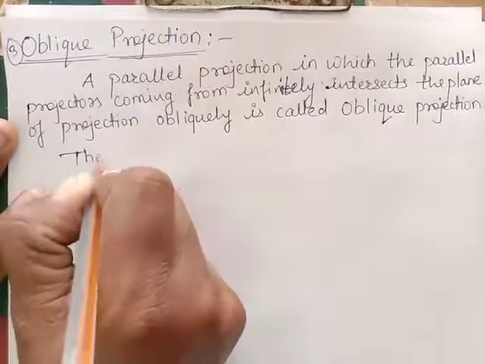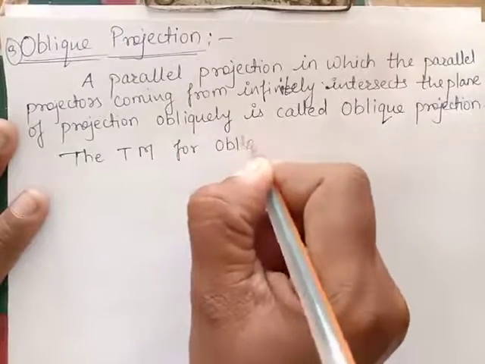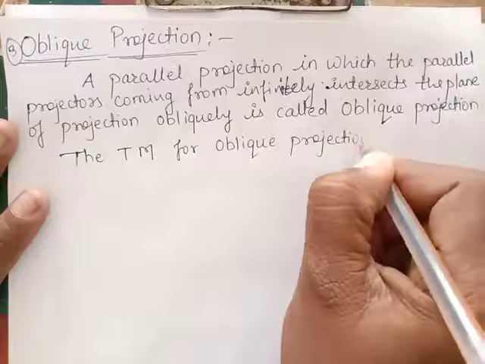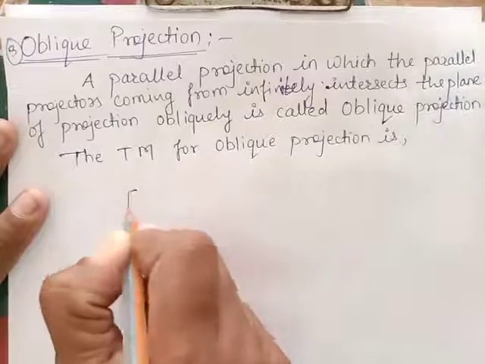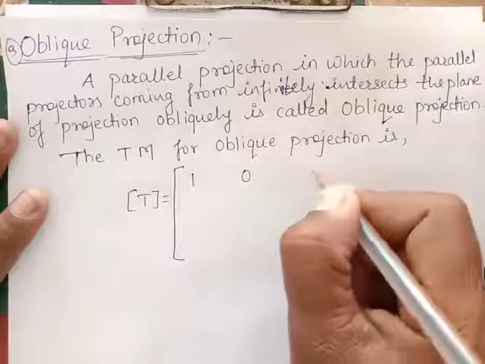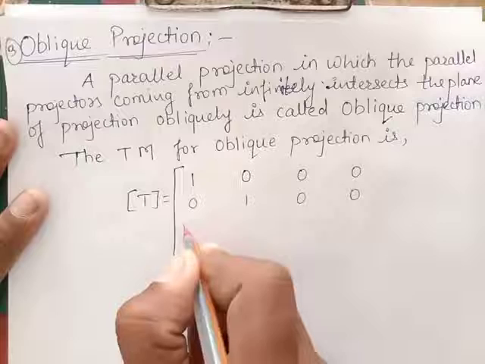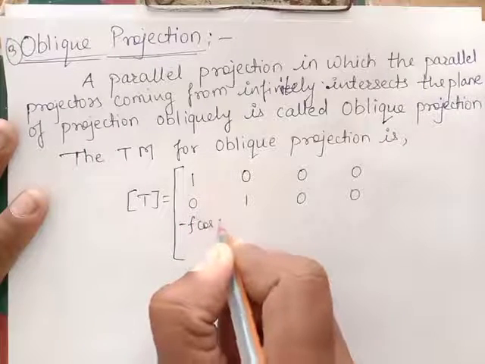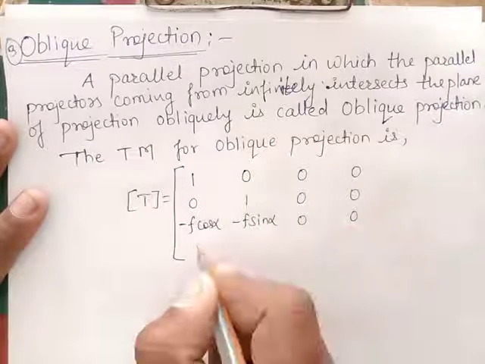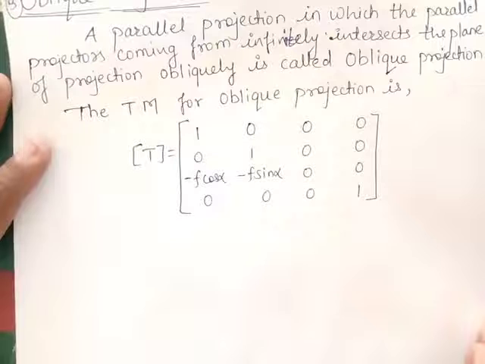Now the transformation matrix for oblique projection is T. It is T. Here this is 1 0 0 0, 0 1 0 0, minus f cos of alpha, minus f sin of alpha, 0 0, 0 0 0 1. This is the matrix for oblique projection.